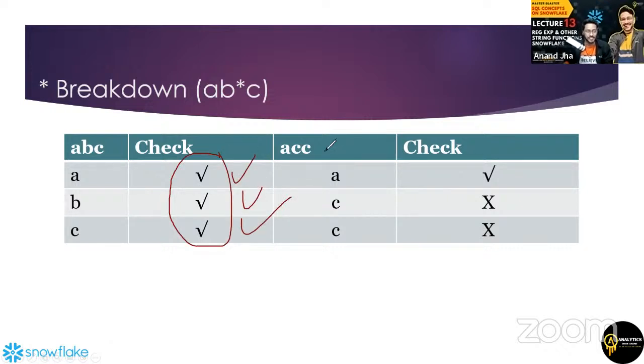Let's check ACC. A is there? Yes. Then comes C. How did C come into the picture? After A, I'm looking for B. So C, of course, will be a cross. And then the next C will also be a cross. The check won't get passed. So try to understand with the previous slide. One second, I'll go back again.